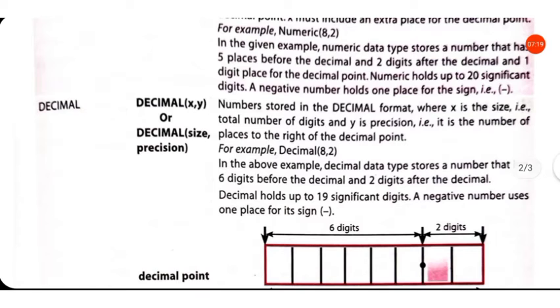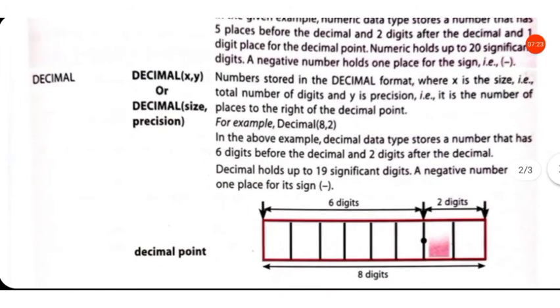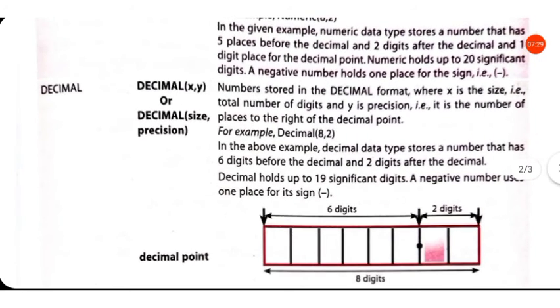Then the next data type is the decimal data type. Decimal data type is the same as before, x comma y. Here x is the size, that is the total number of digits, and y is the precision, that is the number of places after the decimal point, same as that of the number data type.